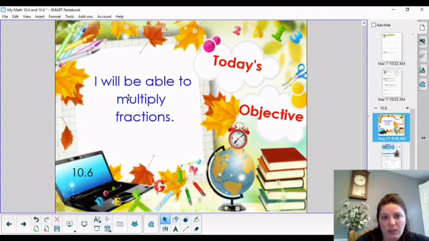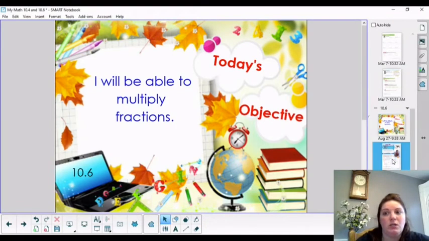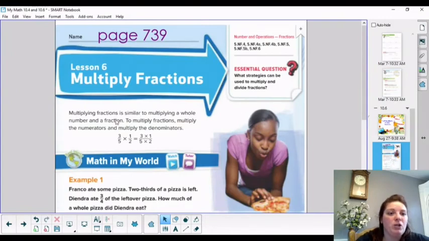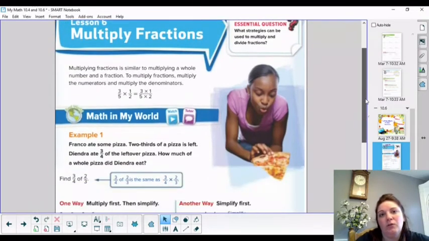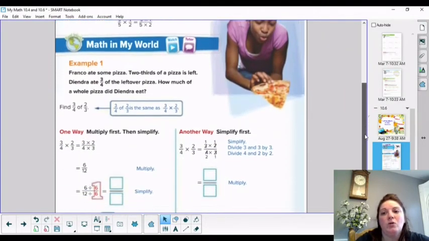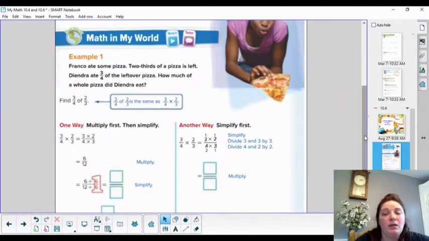So lesson 10.6 is multiplying fractions. And as you see, it's pretty much the same thing that we just did. So when we multiply fractions, it's similar to multiplying a whole number and a fraction. To multiply fractions, you multiply the numerators, and then you multiply the denominators. The only difference here is that we don't have any whole numbers, so we're not adding 1 as a denominator. There are 2 methods on how to do this. I'm going to show you both ways. You can practice whichever method you like better, and then I'll tell you when to use these.